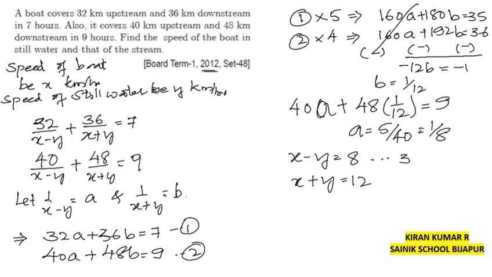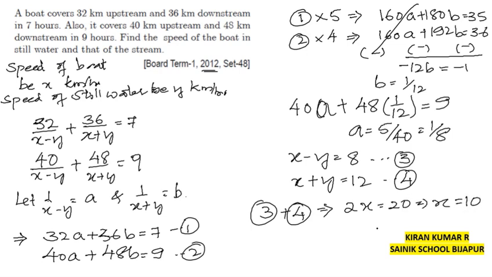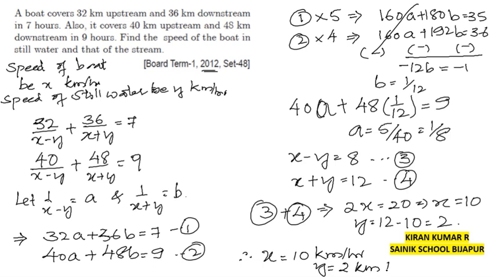This is our equation 3 and equation 4. If you do equation 3 plus 4, we will be getting 2x as 20, nothing but x equal to 10. So y value will be 12 minus x, nothing but 2. Therefore, x value is 10 kilometer per hour, which is the speed of the boat, and y is the speed of the stream, which is 2 kilometer per hour. So we have solved this in lesser time.